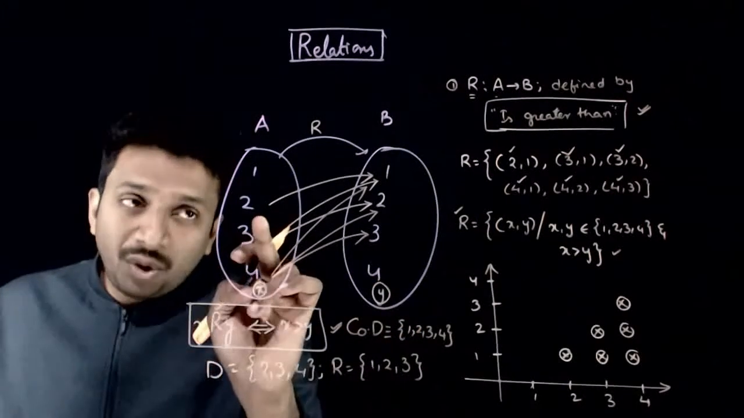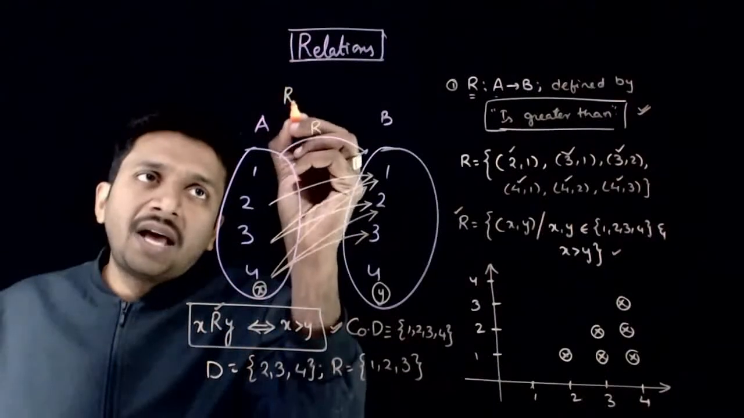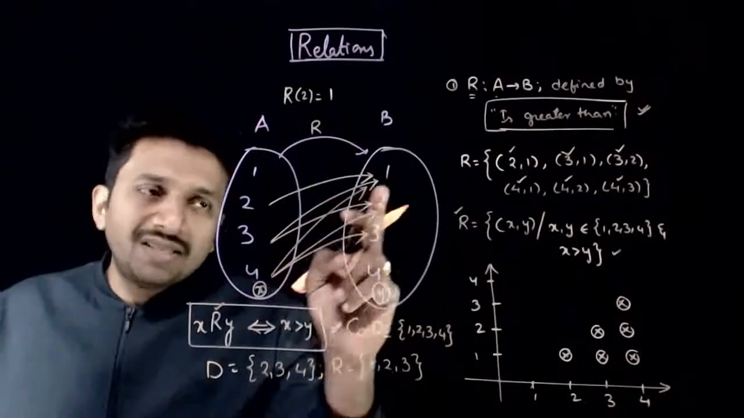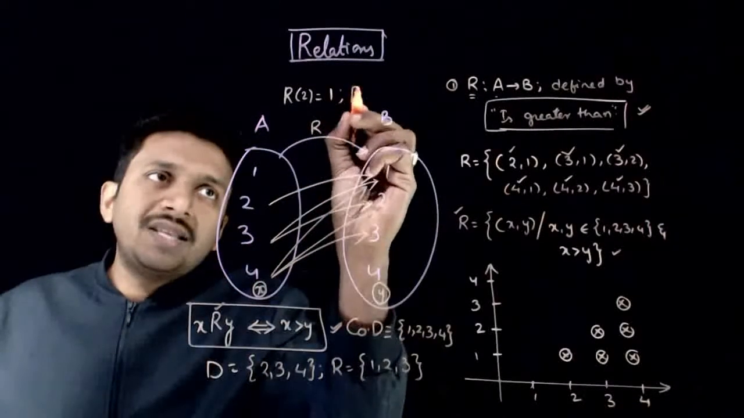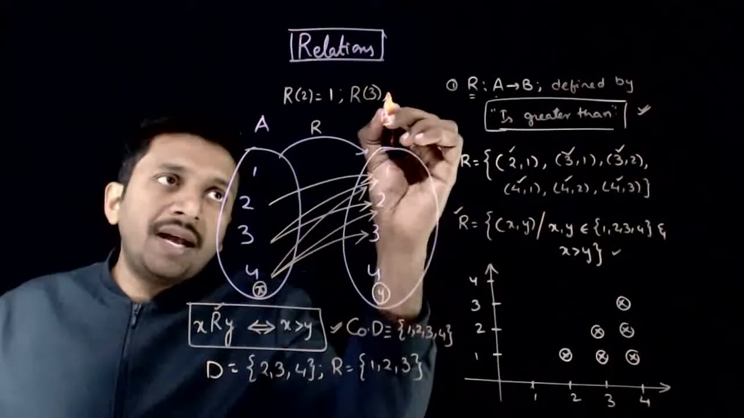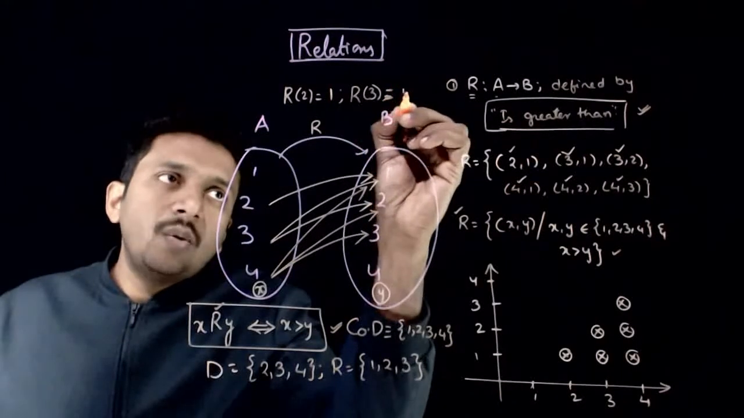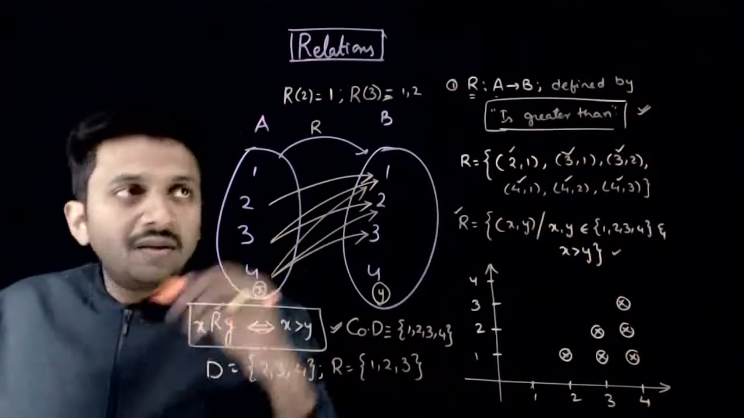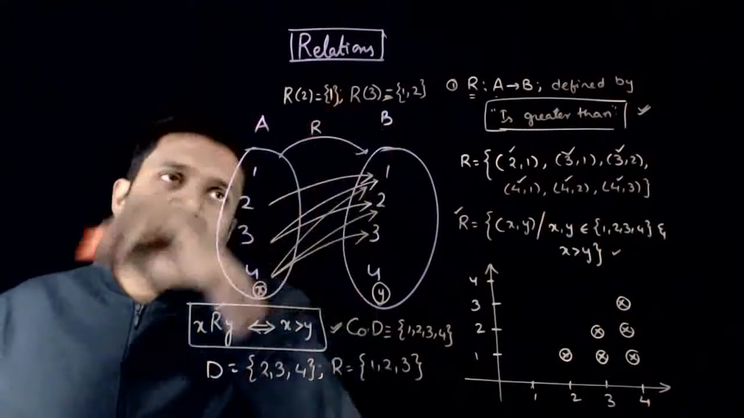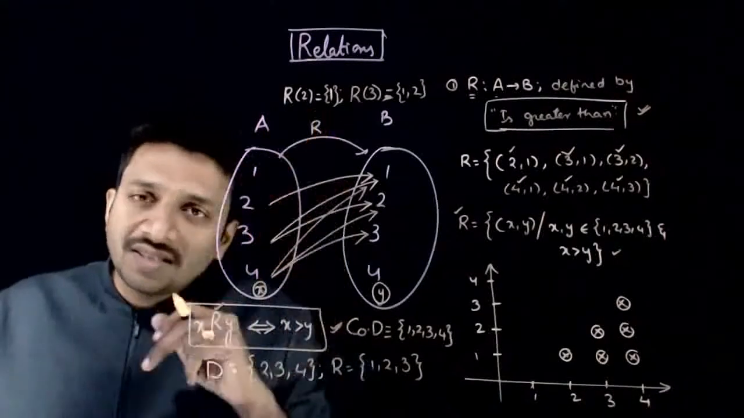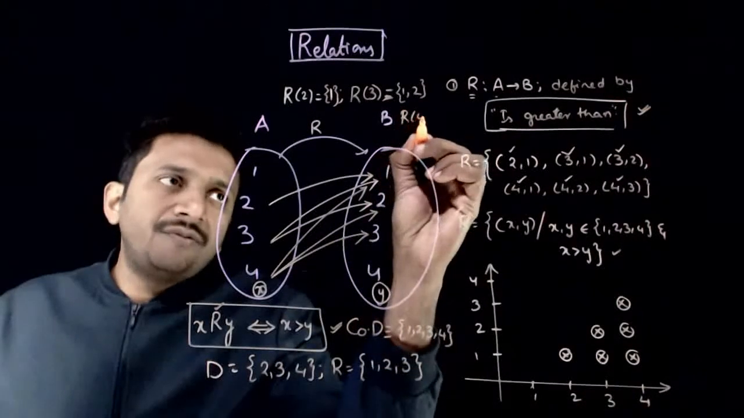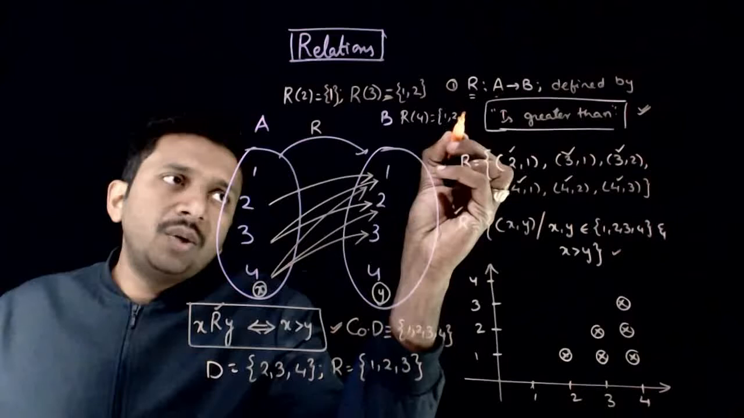Now what is the image of 2 with respect to this relation? R of 2 is nothing but 1. R of 2 is 1. Next, what is the image of 3? The image of 3 is both 1 and 2. So you can write this as a set containing 1 and 2. So R of 2 is the set {1}. R of 3, the image of 3, is the set {1, 2}. The image of 4 is the set {1, 2, 3}.